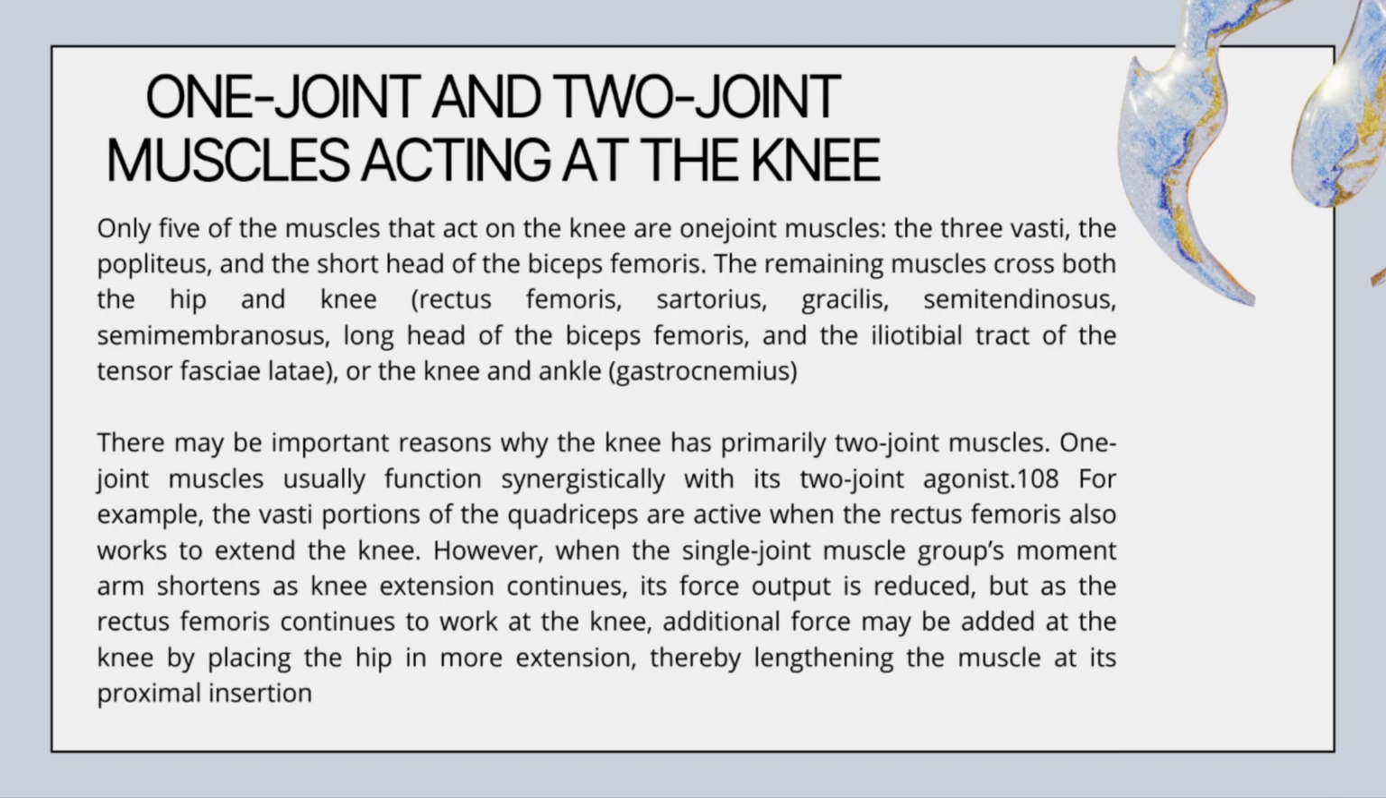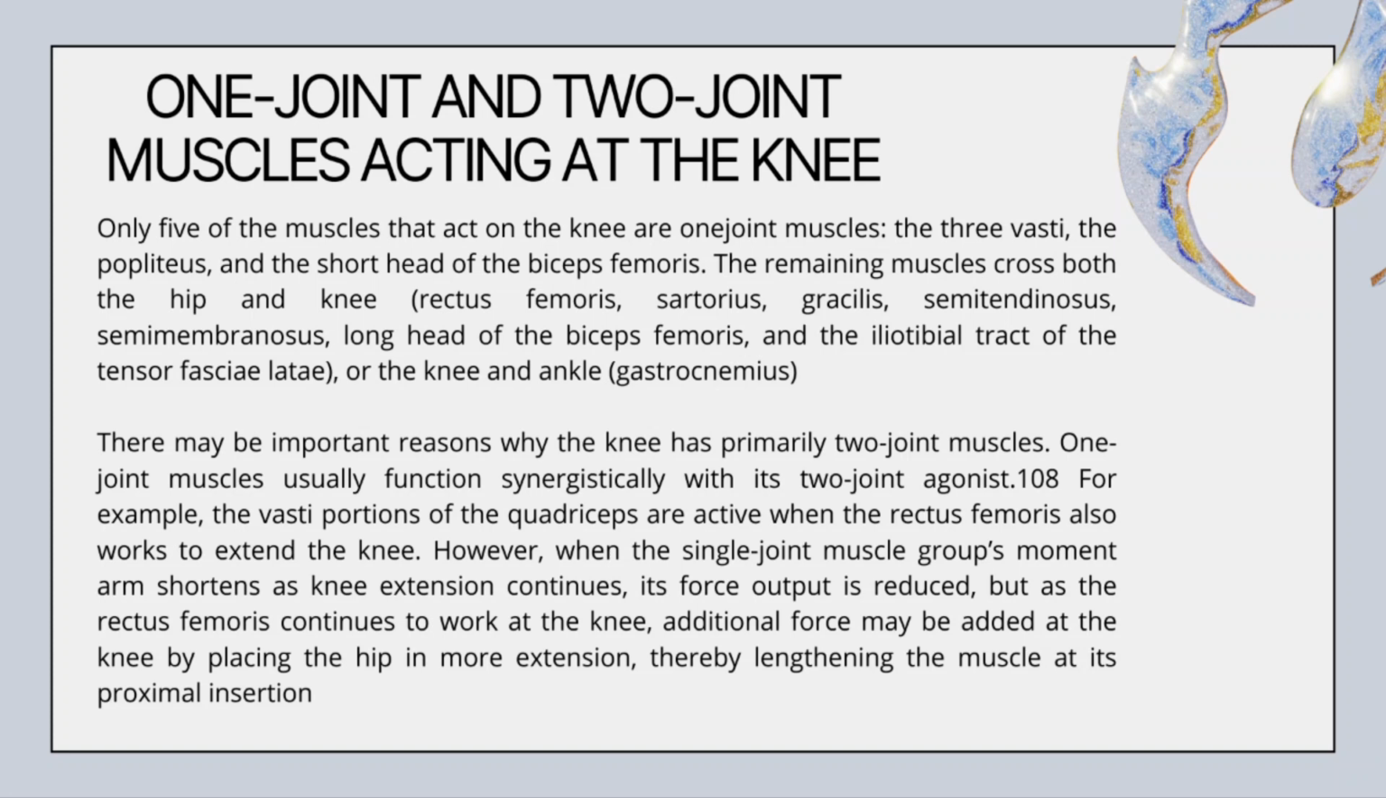So, yun. Proceed na tayo sa one joint and two joint muscles acting at the knee. Only 5 of the muscles that act on the knee are one joint muscles: the 3 vasti, the popliteus, and the short head of the biceps femoris. The remaining muscles cross both the hip and knee: the rectus femoris, sartorius, gracilis, semitendinosus, semimembranosus, long head of the biceps femoris, and the iliotibial tract of the tensor fascia lata, or the knee and ankle, or the gastrocnemius.